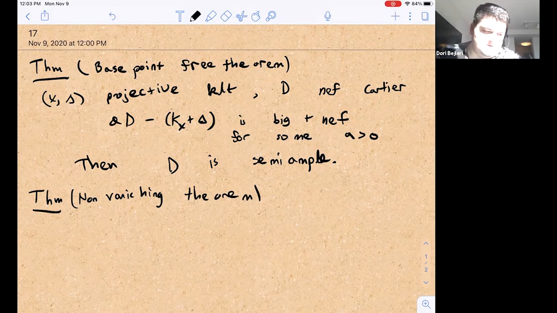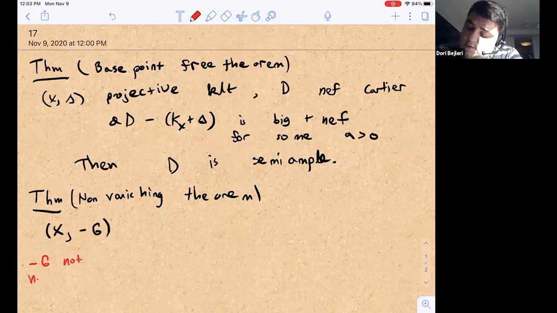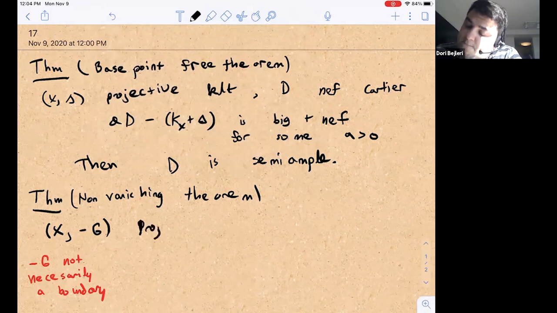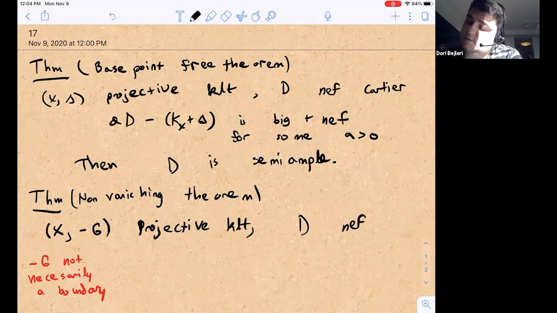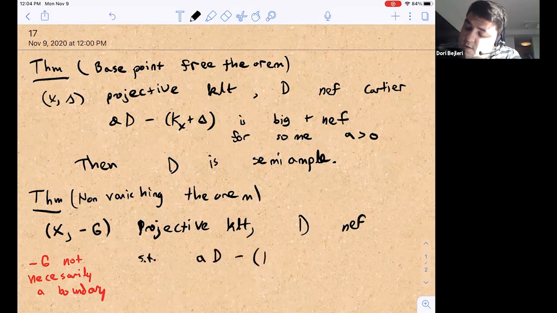And the non-vanishing theorem has a very similar setup. I'm just going to summarize it a little bit. So we have some KLT pair (X, −G), where now −G doesn't have to be a boundary, so it doesn't have to necessarily be effective. But at least this pair is KLT. And D is a nef Cartier divisor such that basically the same assumption holds: the difference aD minus the log canonical divisor is big and nef. Then we have sections for all large enough multiples.